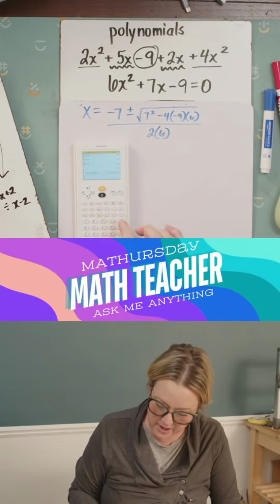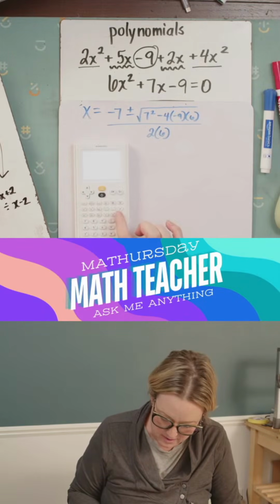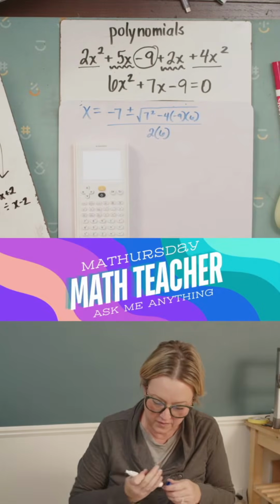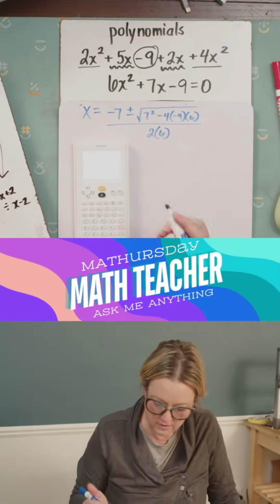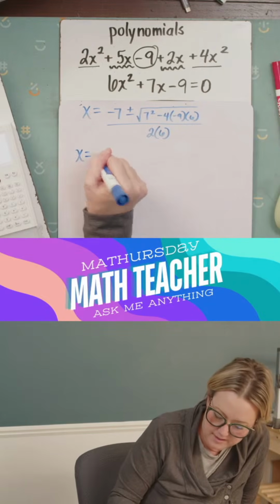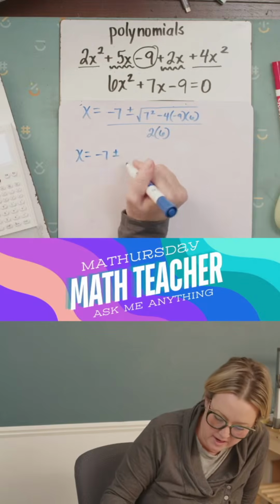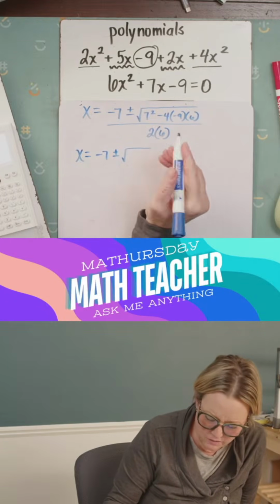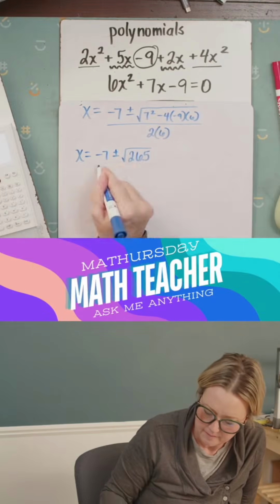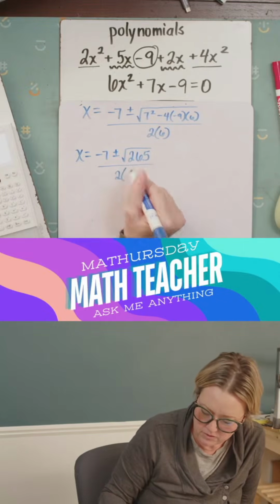All right, so I'm going to go with 7 squared minus 4 times negative 9 times 6. All right, so I get 265. So I go x equals negative 7 plus or minus square root. Did I say 256 or 265? It's 265 over 12.